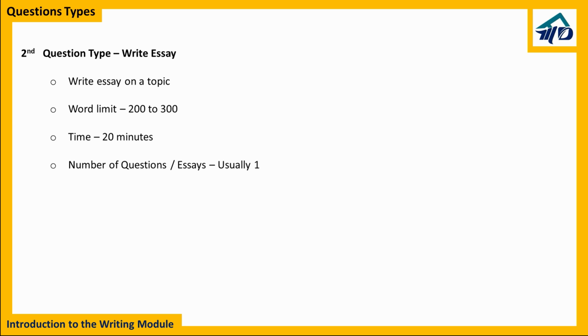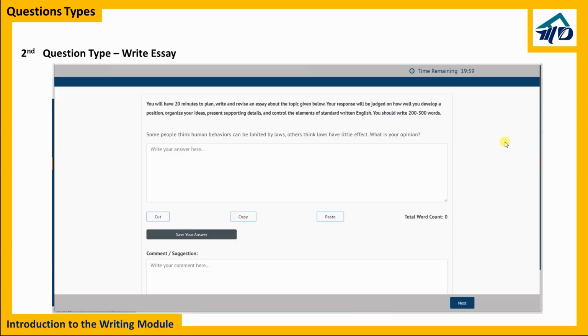Let me show you how you are going to get the essay in the exam. So it is also in the same way. The moment you are getting the question, your timer will start. Instructions are very clear. You have 20 minutes to do everything. Plan, write and revise an essay, or I would say brainstorming, then writing and finally proofreading. You have to write 200 to 300 words.